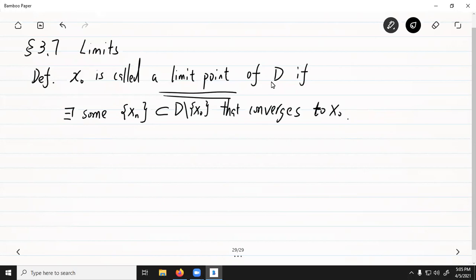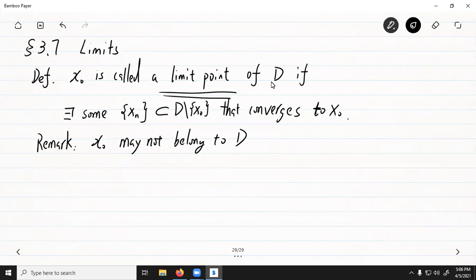Okay, so here is the one remark that I didn't say: x0 may not belong to D. Okay, I didn't say this x0 must be in D, from this definition. If x0 is in D, then you minus it. If x0 is outside D, this minus does nothing. Okay, this notation does nothing. It's just the D.